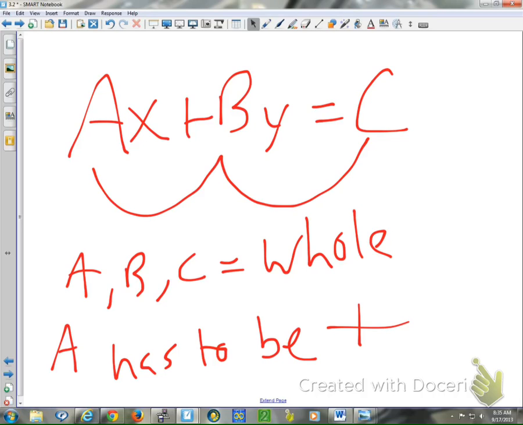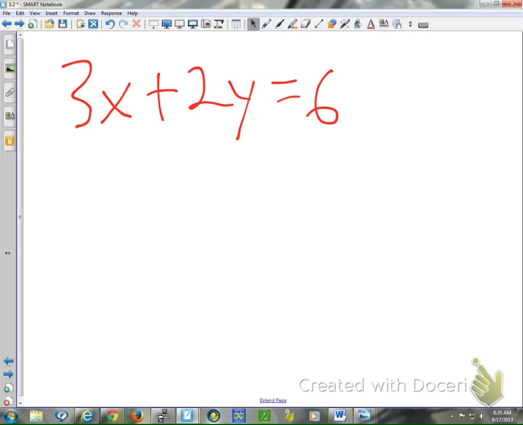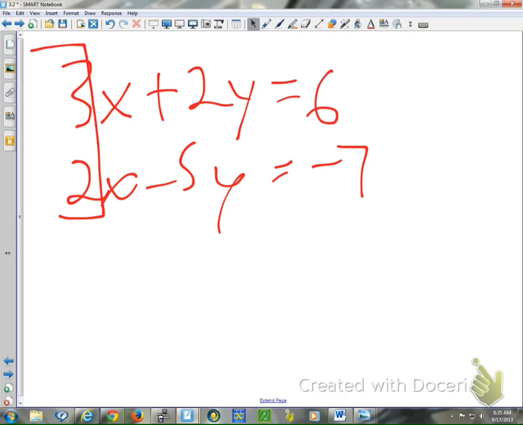Every equation in standard form is going to be something like 3x plus 2y equals 6. Or 2x minus 5y equals negative 7. They're all whole numbers. The first one is positive. That's the only one that has to be positive. And yeah, that's going to be standard form.